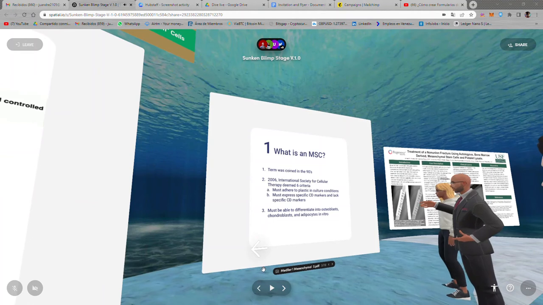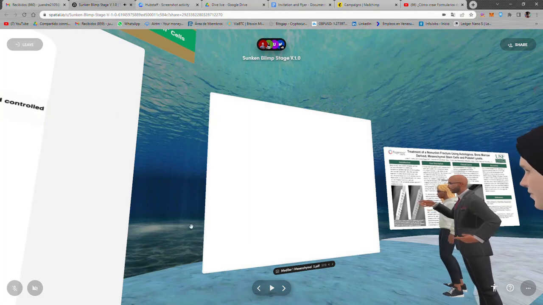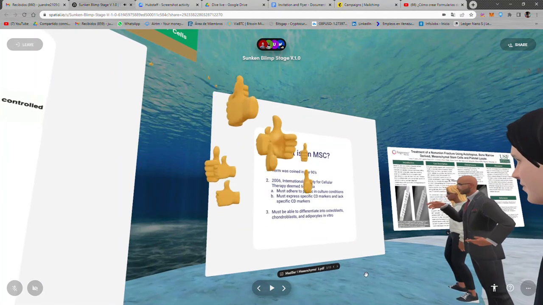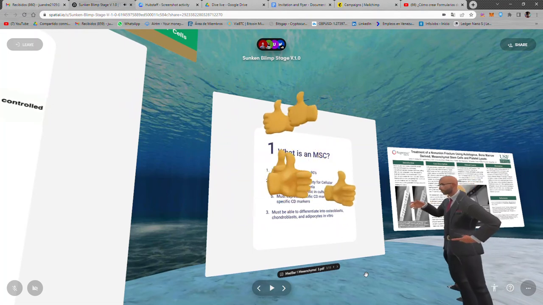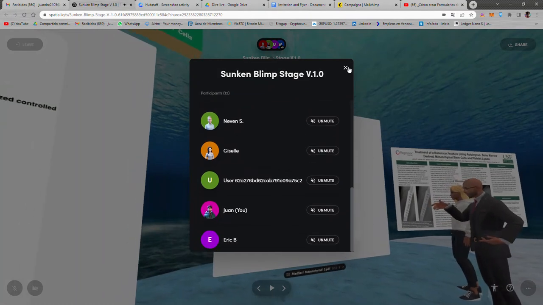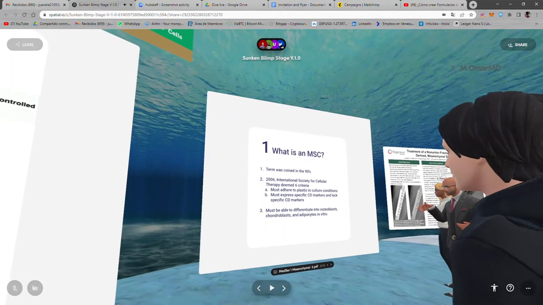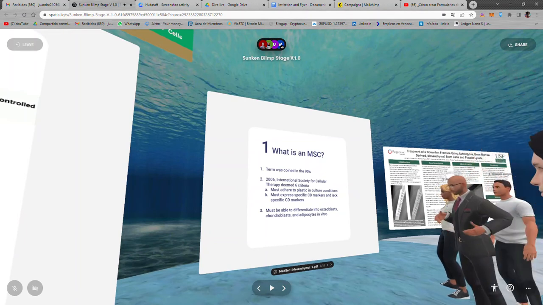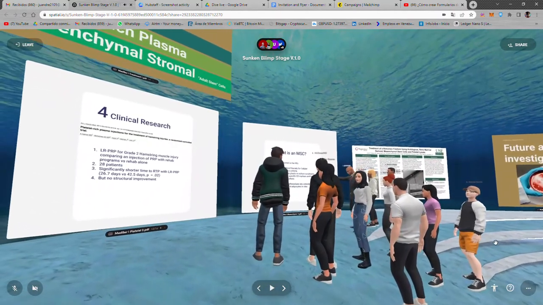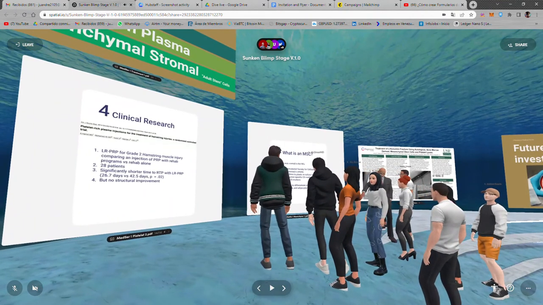Okay, so what is a mesenchymal stromal cell? This term was coined in the 90s. In 2006, the International Society for Cellular Therapy gave it 6 criteria. I believe I only have a few of them listed here. It must adhere to plastic in culture conditions. It must express certain cell differentiation markers and lack other specific markers. It must be able to differentiate into osteoblasts, which are bone precursor cells, chondroblasts, which are cartilage precursor cells, and adipocytes, which are fat cells.